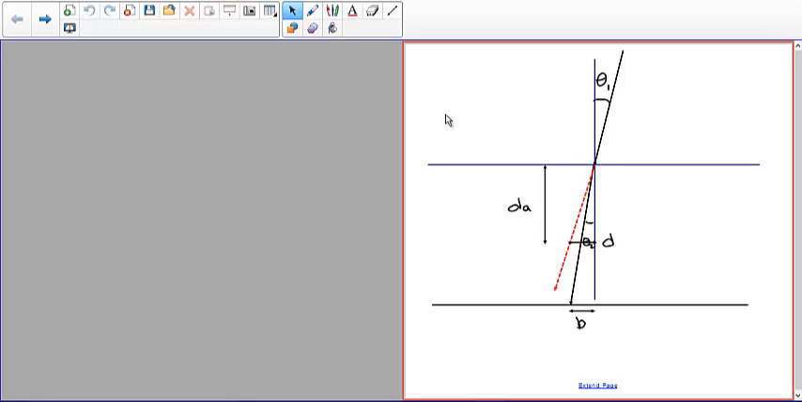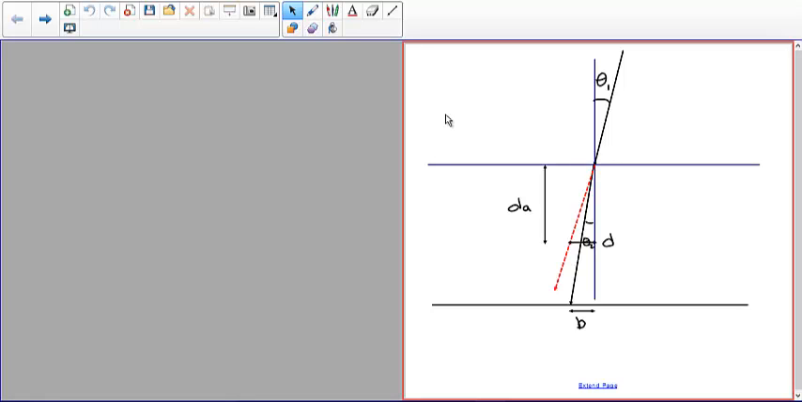This is the bottom of whatever we're looking at. We'll assume we're looking at something on the bottom of the body of water, and there's a certain depth from the water surface down to the bottom we call D, and D sub A is the depth that we perceive the object to be, because when we look in, our mind is thinking we're following a straight line.